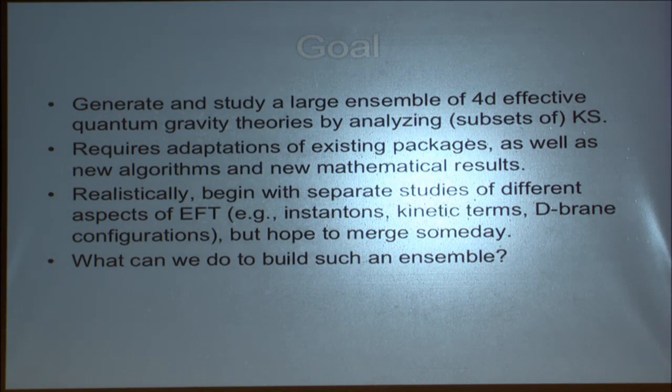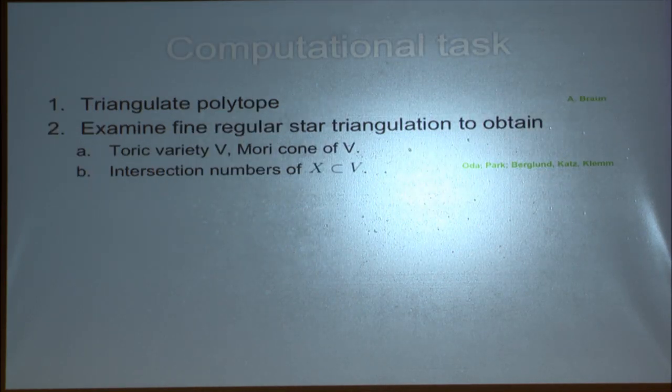So what can we do to build such an ensemble? Here's how the task actually proceeds. You pick a polytope from the list, and you triangulate it, and you examine the triangulation. There are some requirements on what kind of triangulation. It has to be fine, regular, and star, which basically means that it's sufficiently nice, sufficiently complete. I won't go into that. And once you have a triangulation in hand, which means that you have a polytope. So here's a two-dimensional polytope. And here's a triangulation of it. It's a subdivision of the polytope into simplices, so triangles, in this case, segments and points.